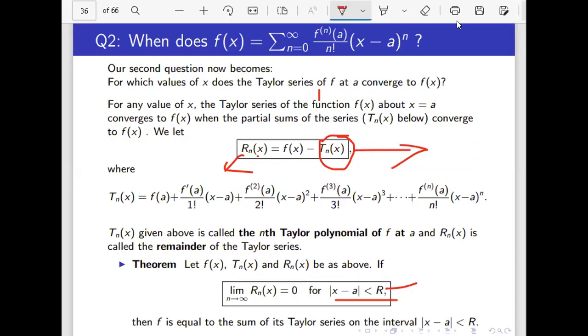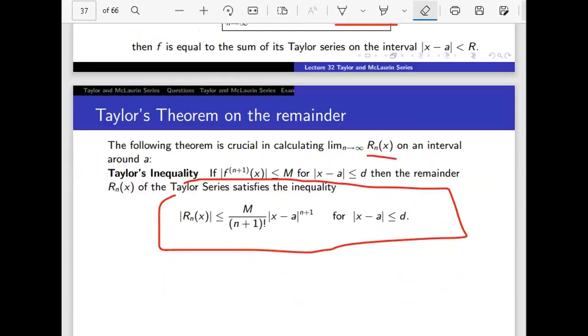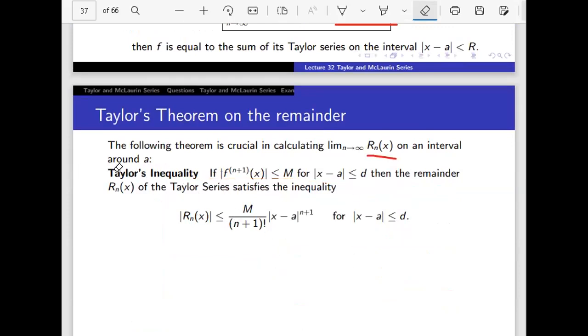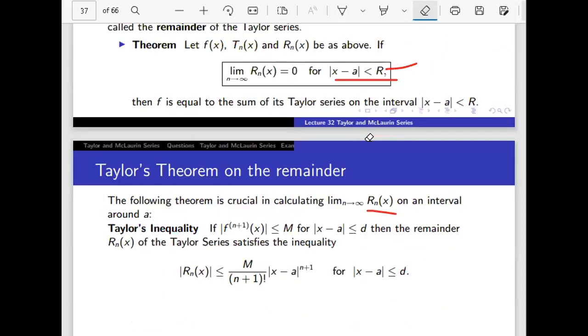So here we consider a partial sum of this power series. Now we measure the distance between the original one and the partial sum. So, all right, that's the thing. So this is the theorem. Let's look at the theorem. Yeah, this is called the Taylor theorem on remainder, right? Yep. Do you have any questions?